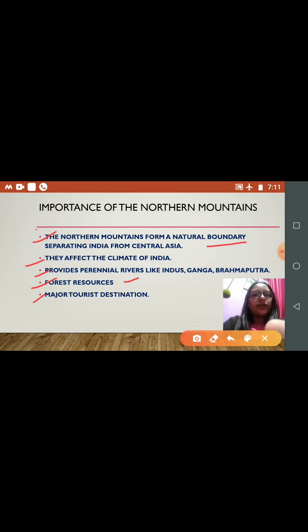Okay, so for this region the northern mountain system is very important. So this is all about the northern mountain system.